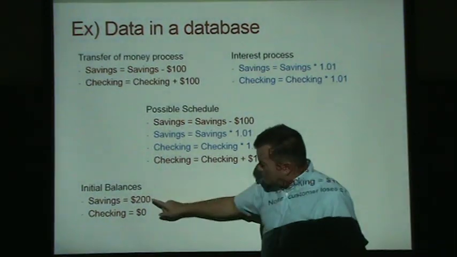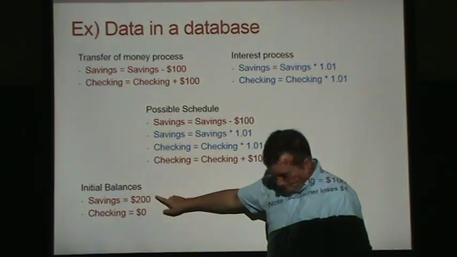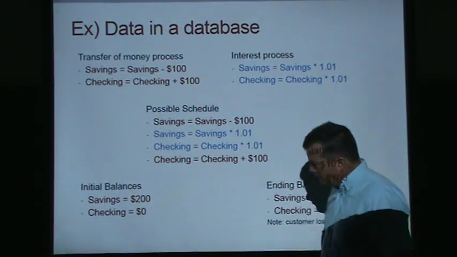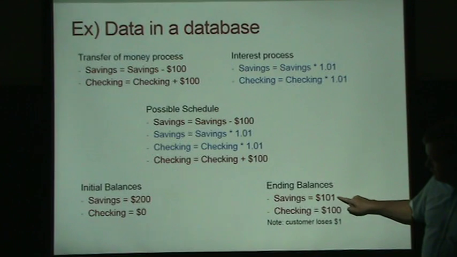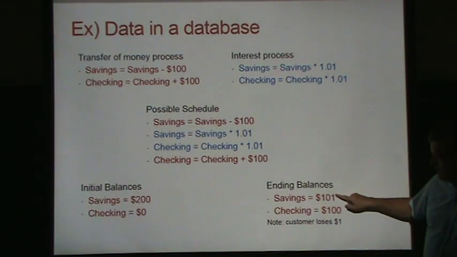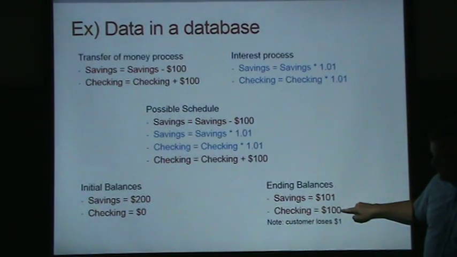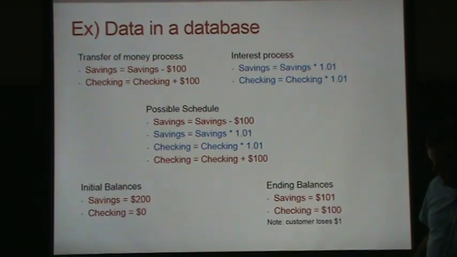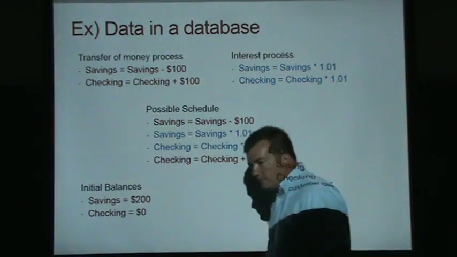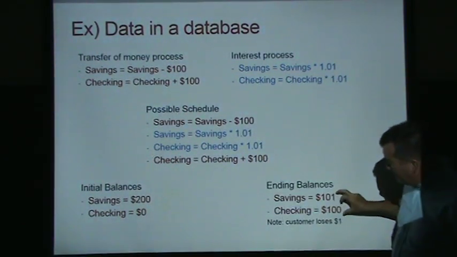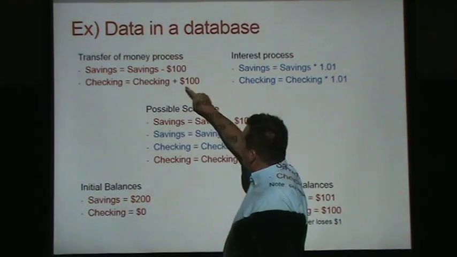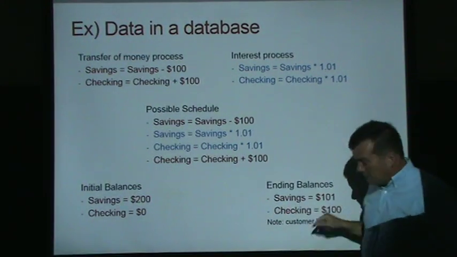So once again, if you started with $200 in savings and 0 in checking, you ended up getting interest on the $100 that was in savings at the moment the interest came through. But you didn't get any credit for checking, so you actually lost $1. The customer lost $1. I don't know if you've taken a database class, but this would be considered an inconsistent result with these 2 transactions. These 2 transactions should never produce this result.